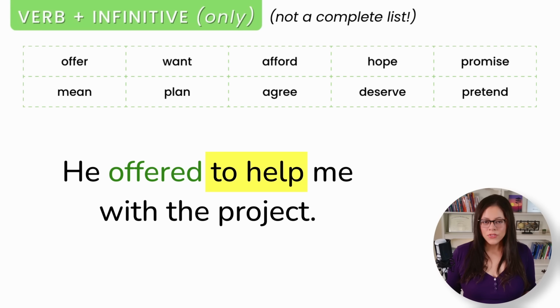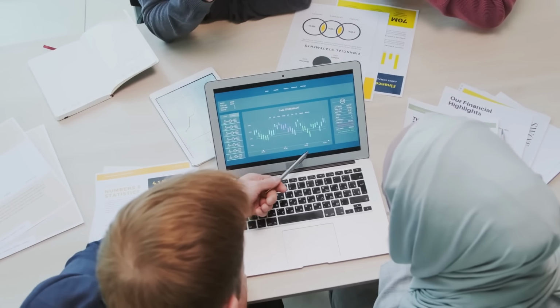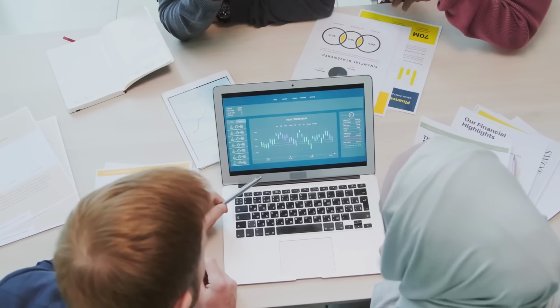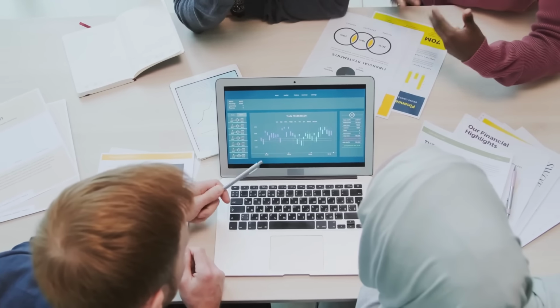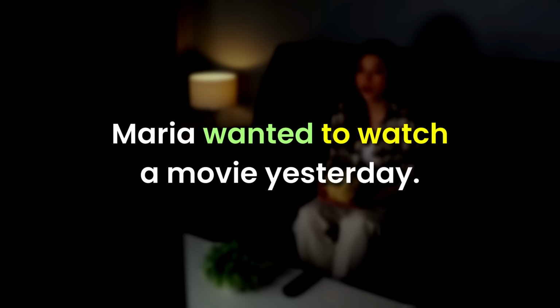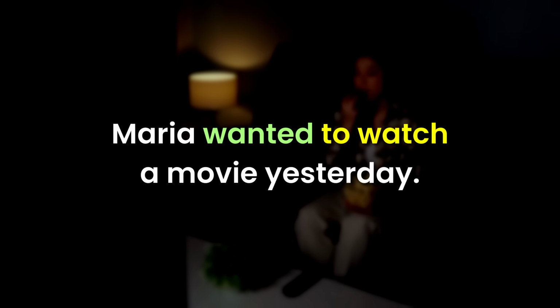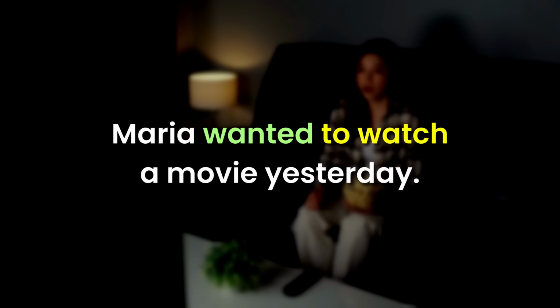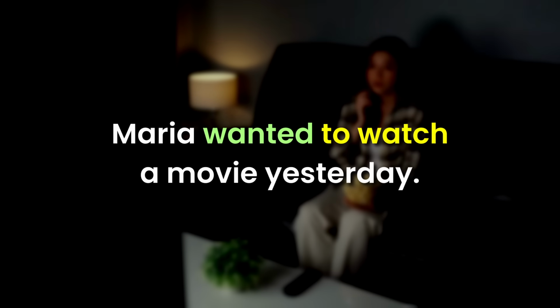He offered to help me with the project. Did he help me with the project? We don't know. We only know that he offered. Maybe I said, no thanks, I don't need any help. Or maybe I said yes, but then he changed his mind. Maria wanted to watch a movie yesterday. This could imply that Maria did not watch a movie.